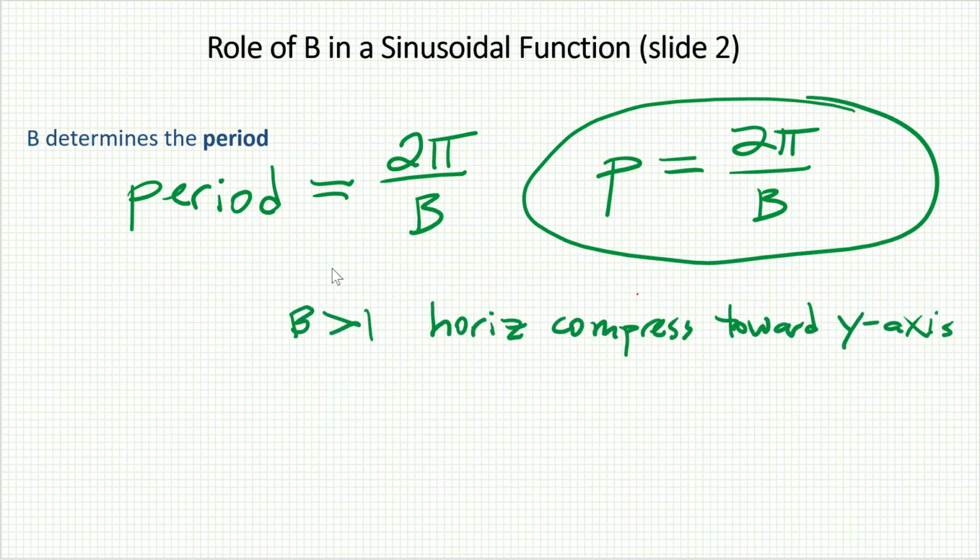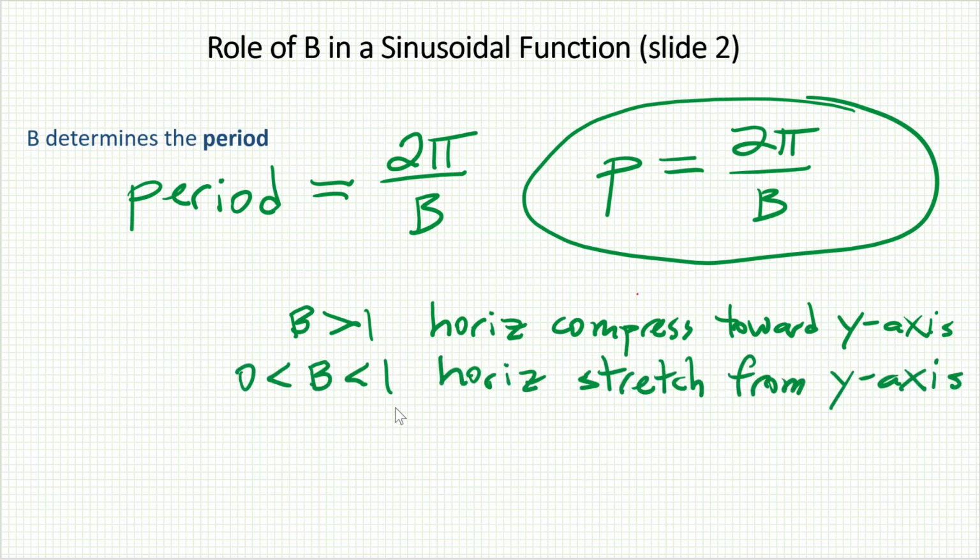We also notice that larger values of b, values that are bigger than 1, result in a horizontal compression toward the y-axis, while small b values that are less than 1, result in a horizontal stretch away from the y-axis.